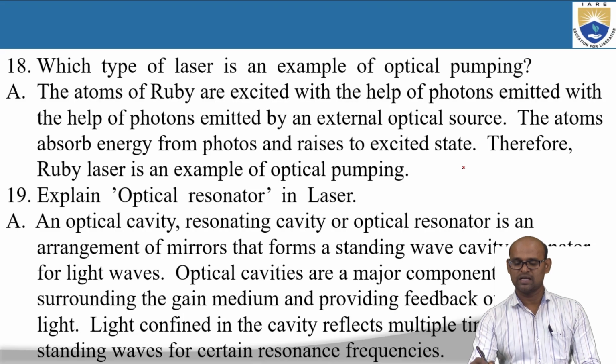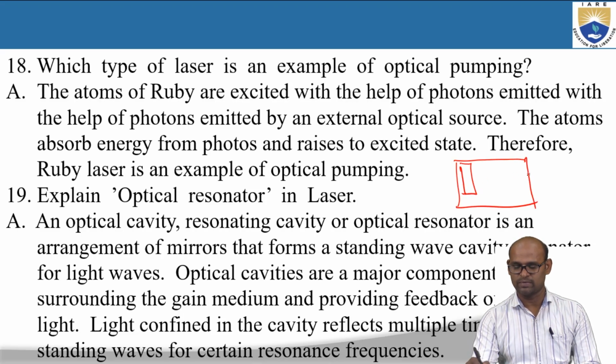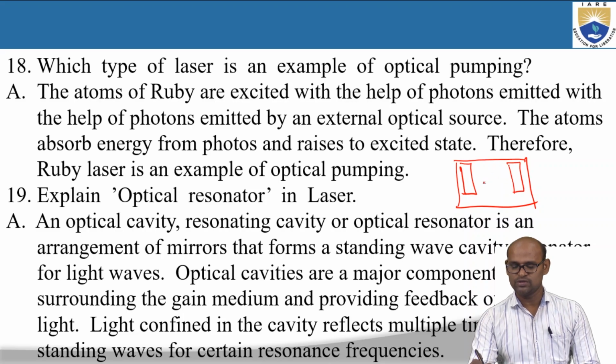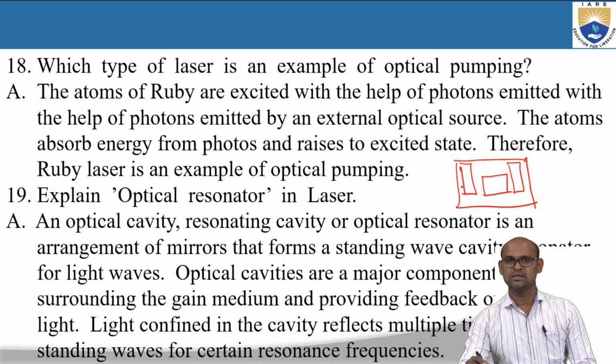So optical resonator is nothing but you have two mirrors, a front mirror and a back mirror. So there are two mirrors. In between these two mirrors, you have the active medium. Active medium is nothing but the active system plus active centers plus host medium.